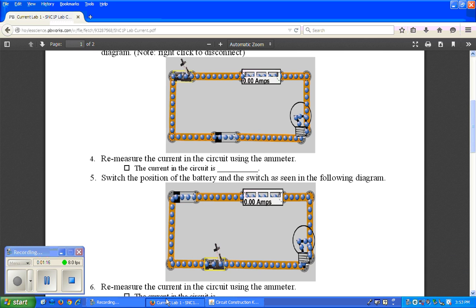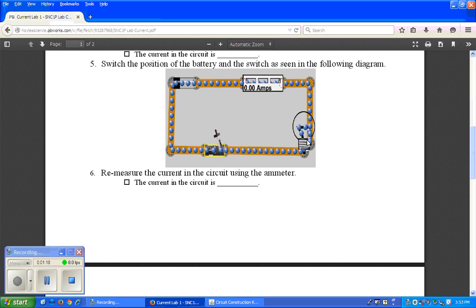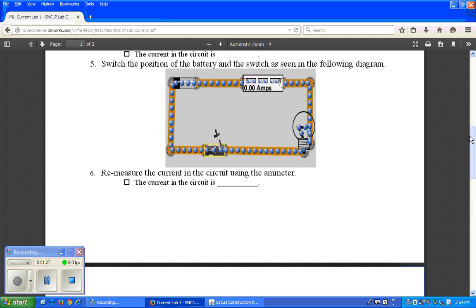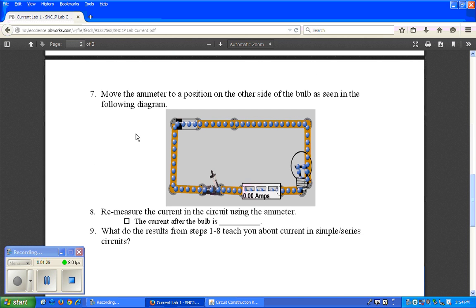All right, if we go back to our lab sheet, it says remeasure the current in the circuit using the ammeter. The current in the circuit is what? And look right here, it's 0.9 amps. So that's what you want to write down. When we go to step 7, now we need to move the ammeter to a position on the other side of the bulb as seen in the following diagram.